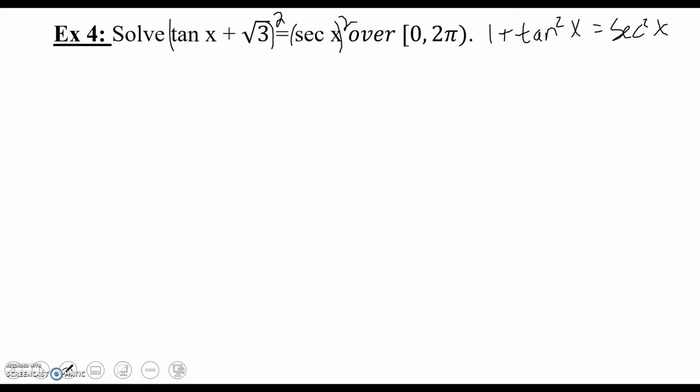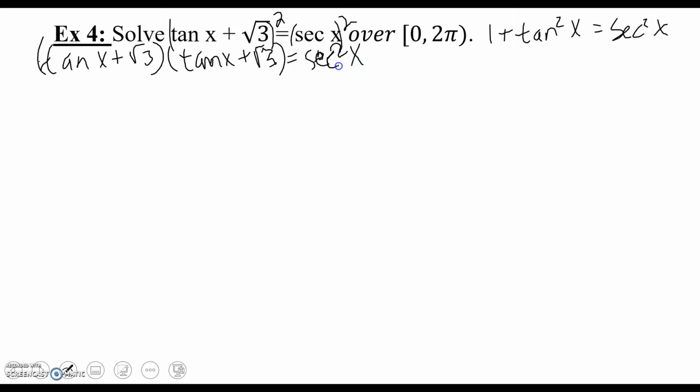And when I square this left side, that ends up being tangent of x plus the square root of 3 times tangent of x plus the square root of 3. And that equals secant squared x, okay? Now, that means I have to multiply this out.